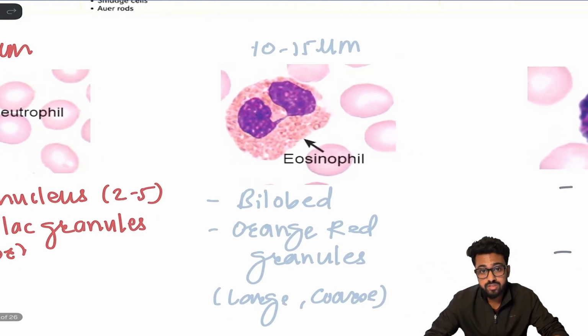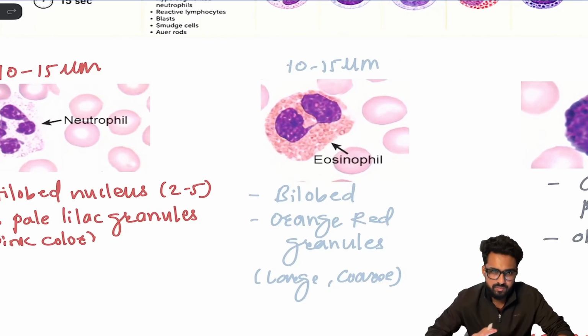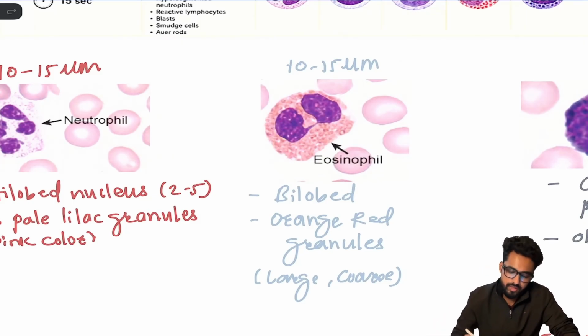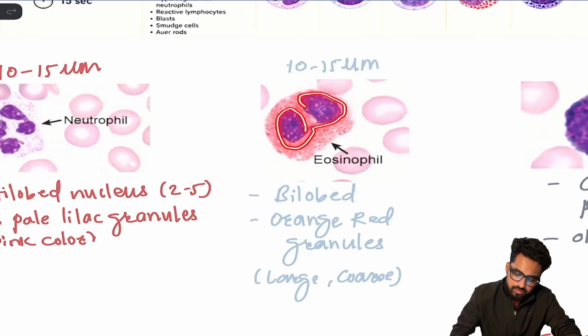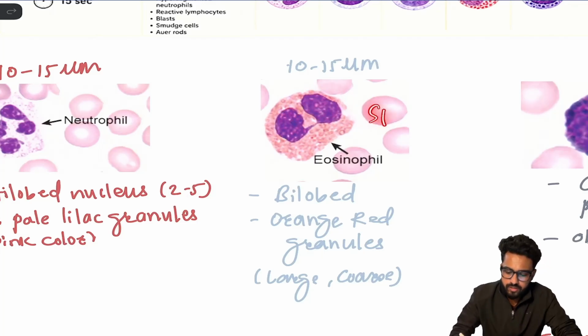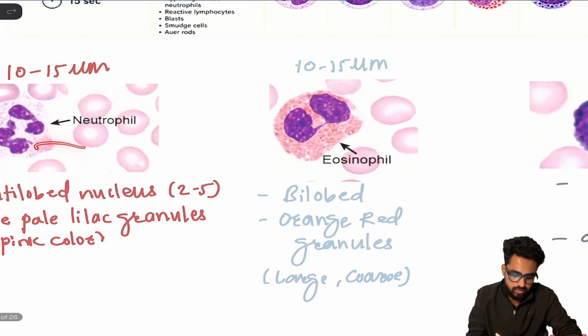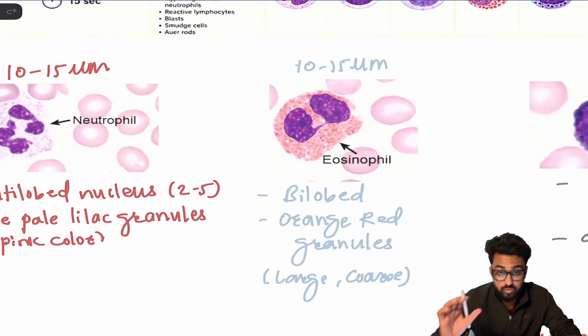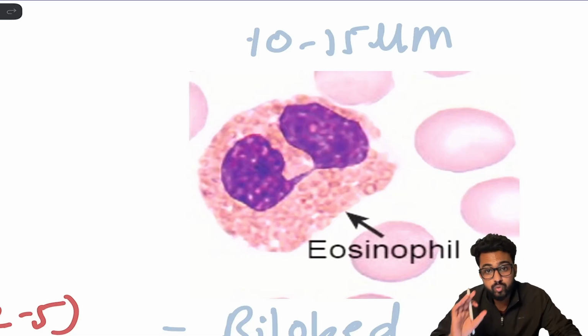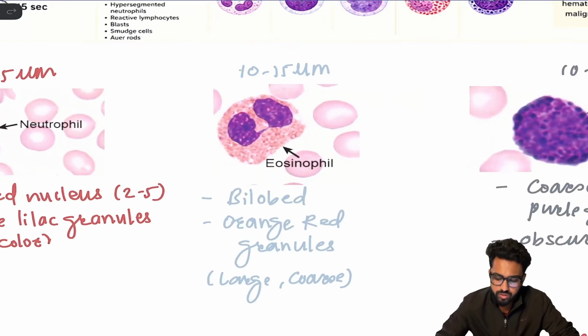Then next cell is the eosinophil. For eosinophil, size is 10 to 15 micrometer, which is approximately similar to the neutrophil, and it is identified by its bilobed nucleus, which is also called a spectacle nucleus, as it is like a spectacle. And more important is orange red granules. Here you can see orange red granules in the cell, which are large and coarse. Here the granules are fine, here large and coarse granules. You can see in the image, these are the large and coarse granules. So that's how you identify the eosinophil.